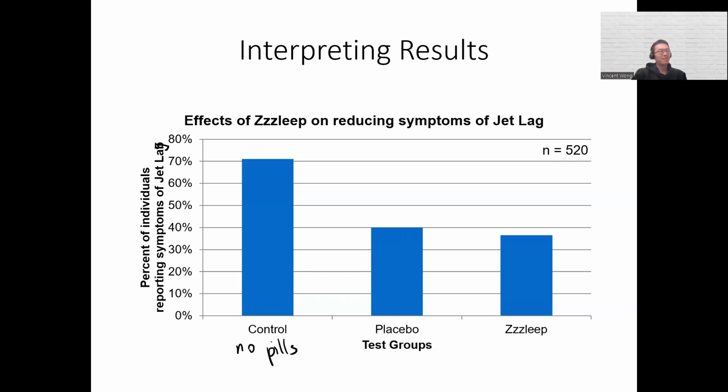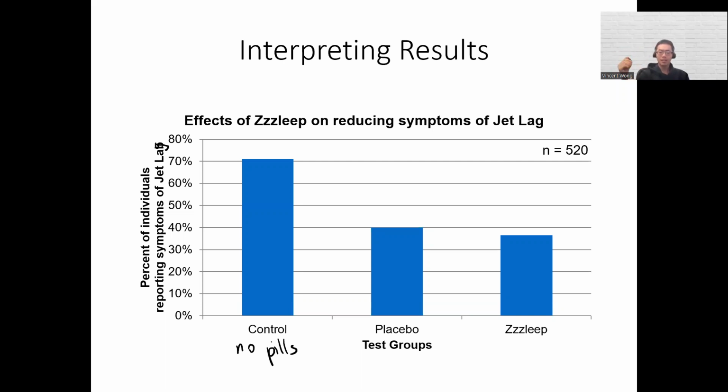Let's do a poll. If you think that based on this result the pill works, please choose A. If you think it doesn't work, please choose B. Okay, thank you. So 68% of you said it works, 32% of you said it doesn't work. Here's the answer: the answer is that it does not work.